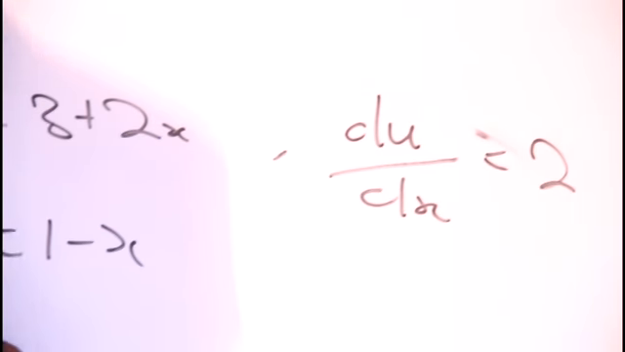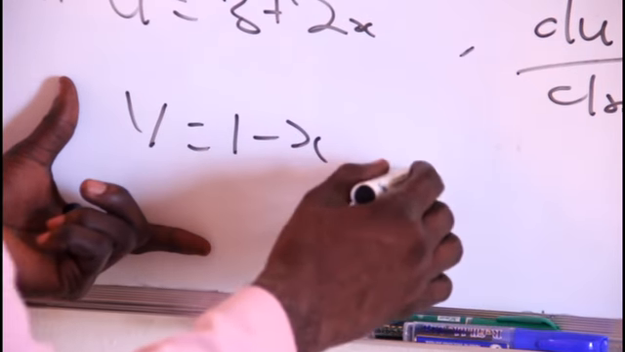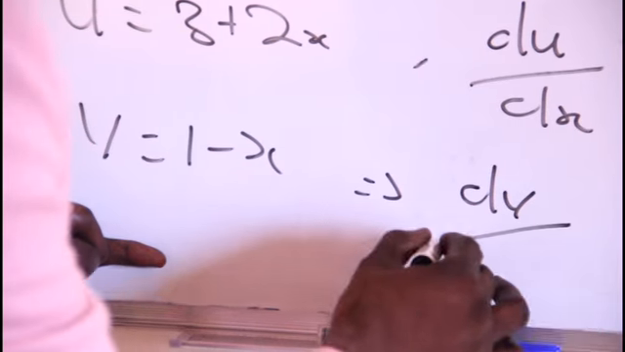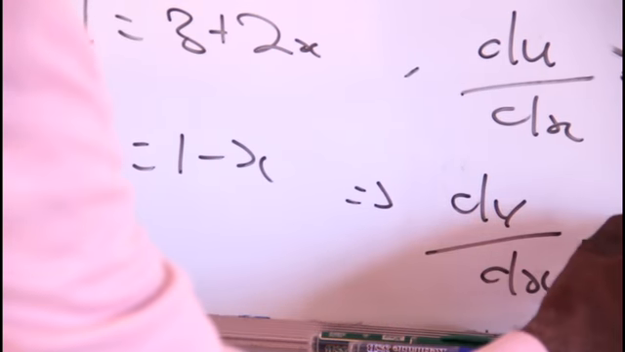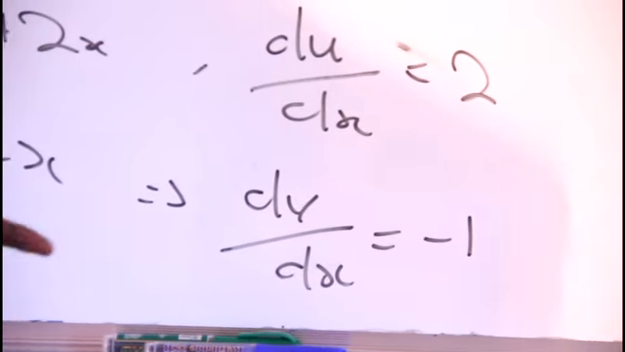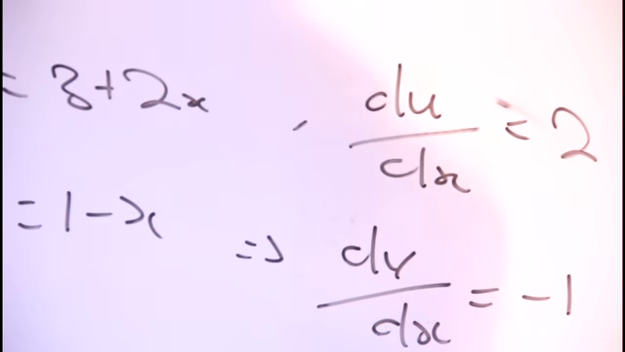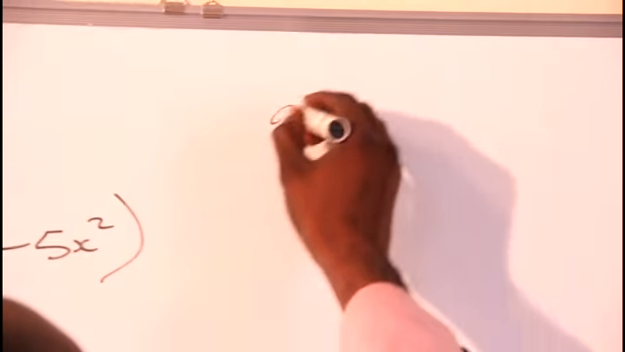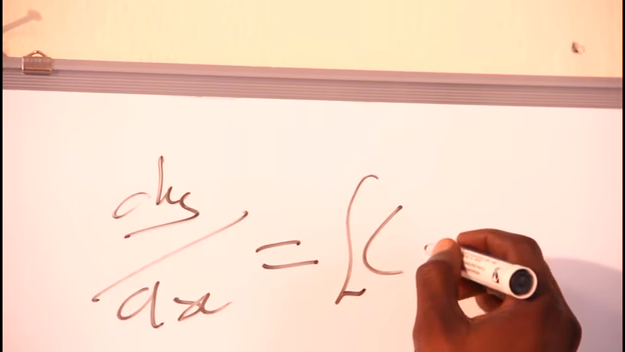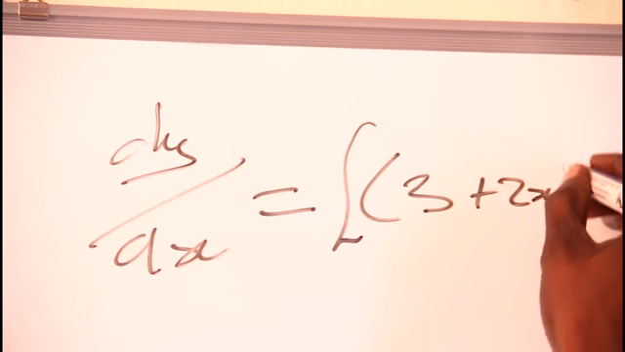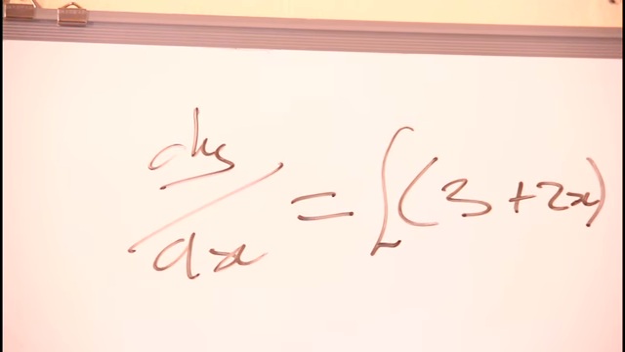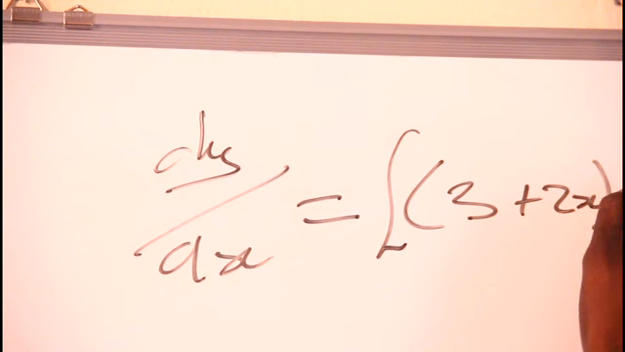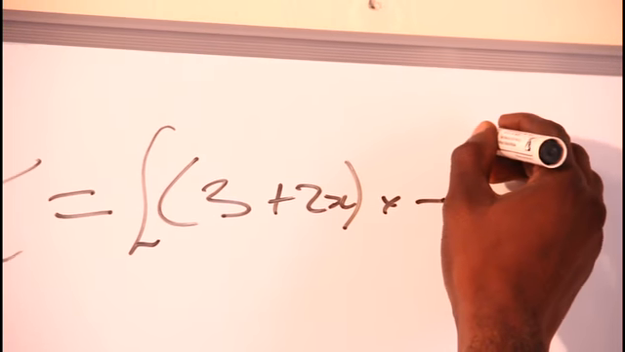Then finding the derivative of the function v with respect to x implies that dv over dx will be equal to minus 1. So if we have this now, we can easily substitute into the derived formula. Now look at this. Let me substitute it very quick. We'll now say, okay, that will now give us dy over dx being equal to, what is my u here? My u is 3 plus 2x. Then my dv over dx is times minus 1. My dv over dx is minus 1.